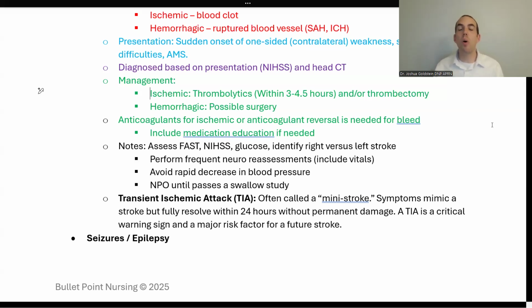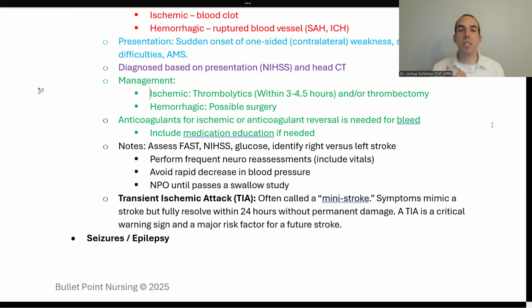Finally, NPO. All patients that are diagnosed with a stroke are always going to be NPO. That means nothing by mouth. And that's going to be until they get what's called a swallow study. A swallow study is done by a speech-language pathologist in most cases. And it's where they assess the patient. They give them a little bit of a beverage to drink or a little bit of fluid.